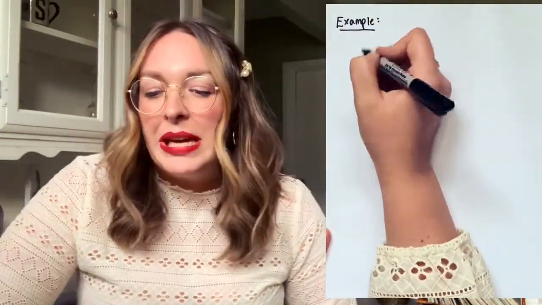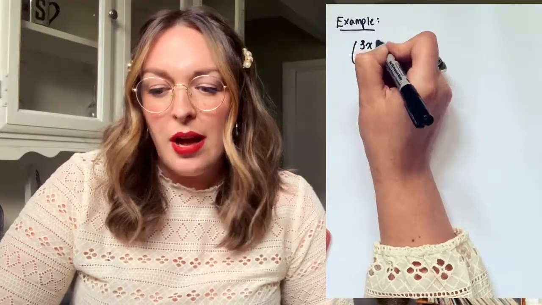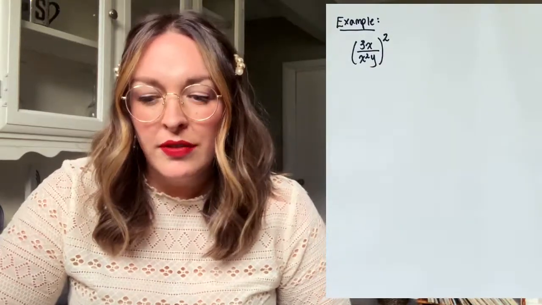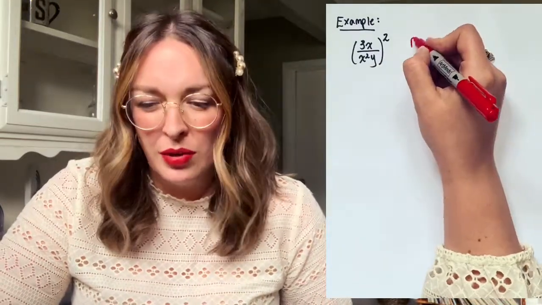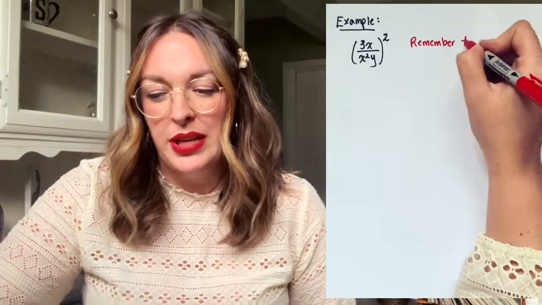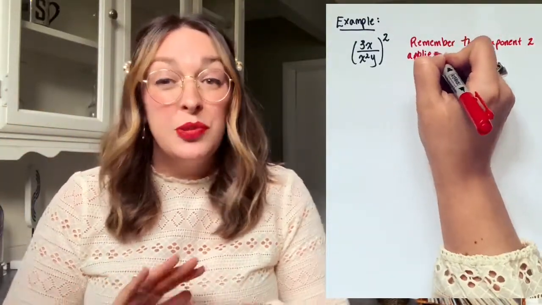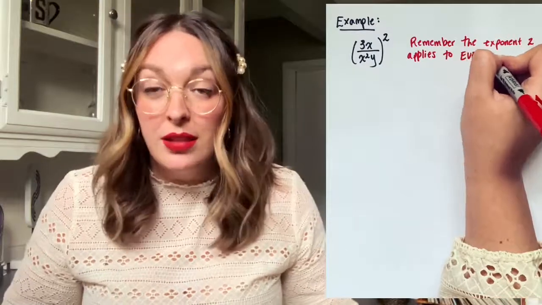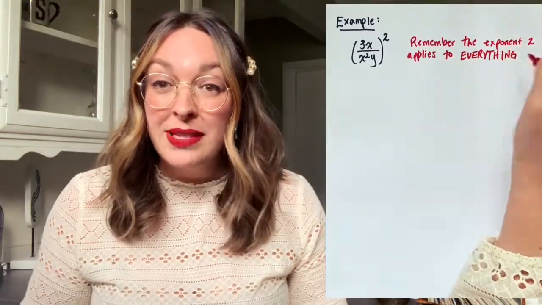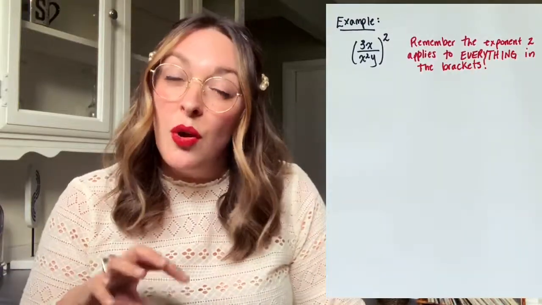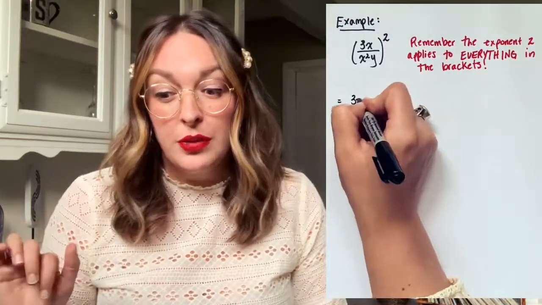So the example I have here, I have 3x over x squared y all to the power of 2. So I can just divide those x's right now, but I'm not even going to worry about that. Let's look at this exponent. So we have to remember that the exponent of 2 applies to everything inside the brackets. So that means I'm taking the 3x on the top and squaring it, and I'm taking the x squared y on the bottom and squaring it as well.